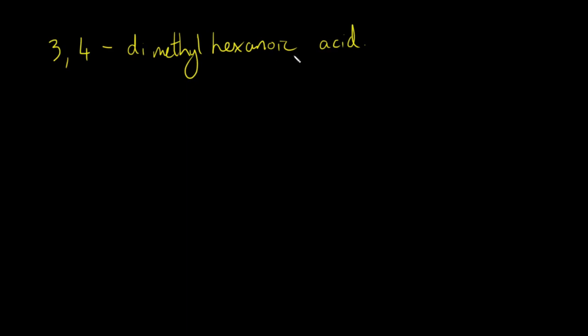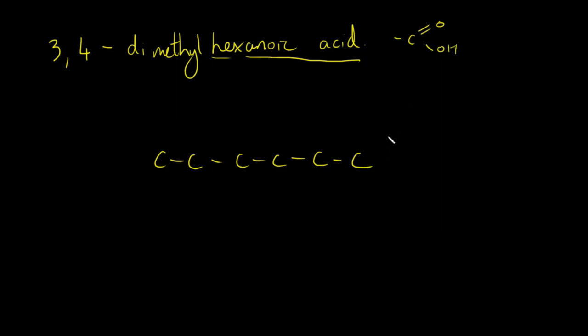We've got hex, so I'm going to put in straight away 6 carbon atoms, because I know that hex means my longest chain is going to contain 6 carbon atoms. Anoic acid, well, that means it's a carboxylic acid. It's got the carboxyl functional group, which is a C double bond O OH. Well, that's a scrappy H. Change that. C double bond O OH group.